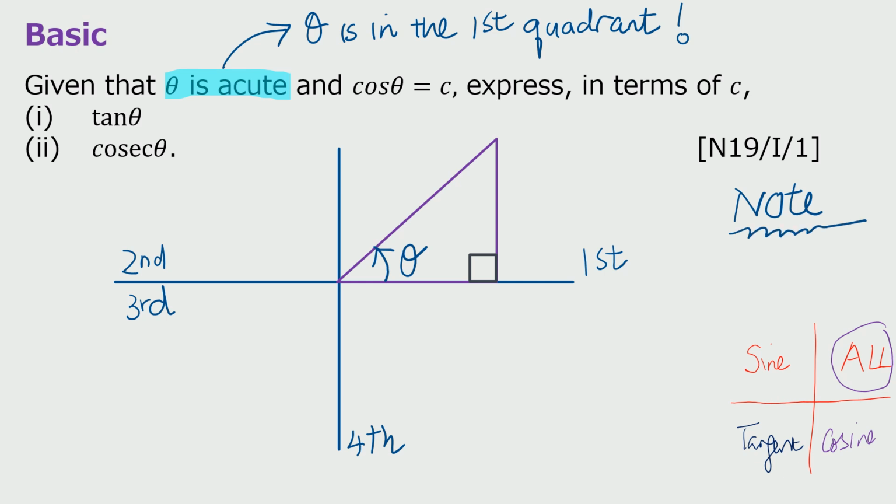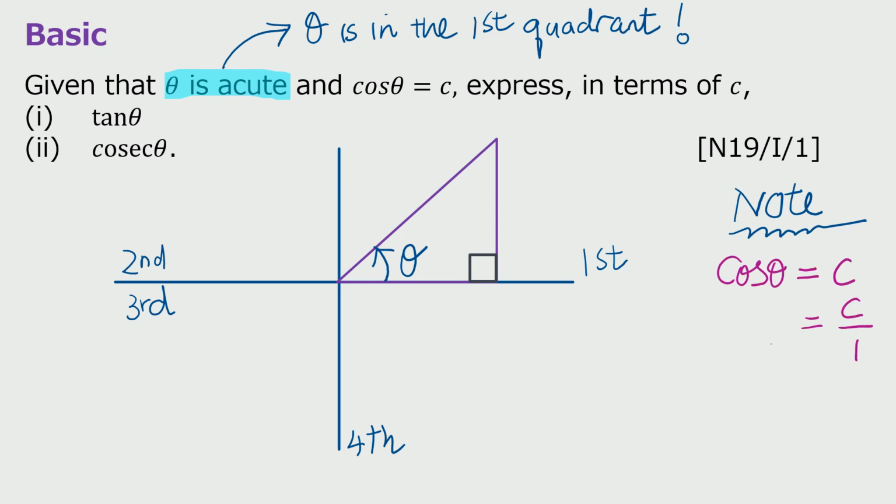Okay, I think I need to erase this because I have something underneath the note. What is it that we need to take note of? Yes, we need to write c as c over 1. So to find the cosine ratio, we take the value of the adjacent side over the value of the hypotenuse. In this case, you can clearly see that the value for the adjacent side is the letter c, and the value for the hypotenuse is 1. So let's label it.